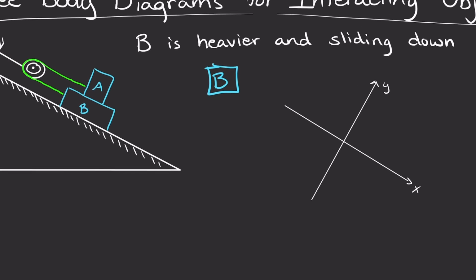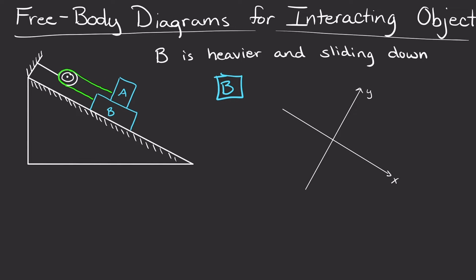Now if I look at all of the forces acting on object B, object B has mass, so it will have a weight. I'll draw that vector straight down and call it W sub B. It's also touching the surface of this ramp, so there must be a normal force perpendicular to the surface, keeping the block B from going through the surface. Let's call that N sub B.